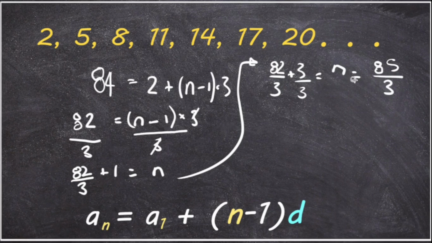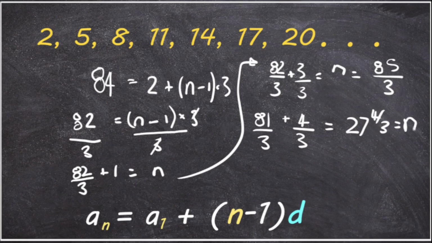Now I don't think 3 divides 85. And how I'm going to show that is by changing this again. I'm calling it 81 plus 4, and both over 3. 81 over 3 plus 4 over 3 is 85 over 3, and that equals, or 81 over 3 is 27, and 4/3. So n equals 27 and 4/3.